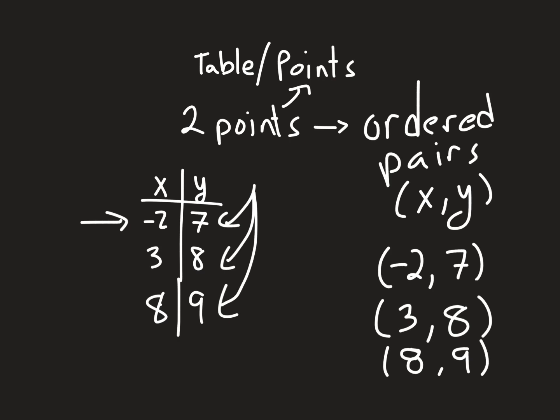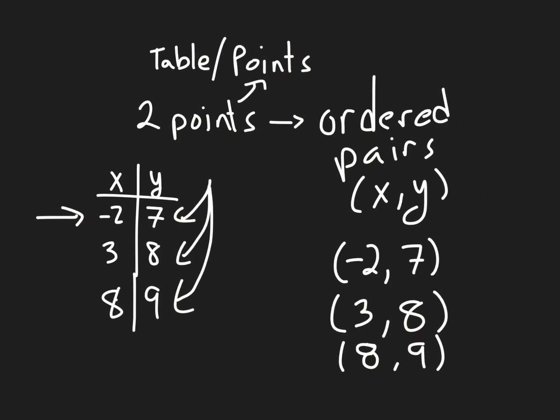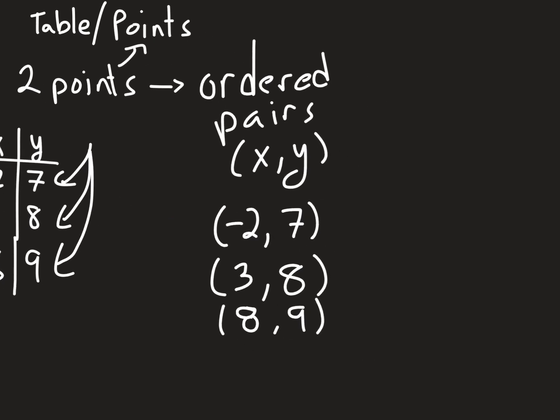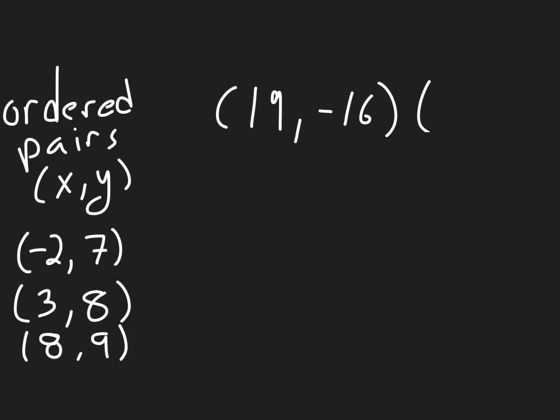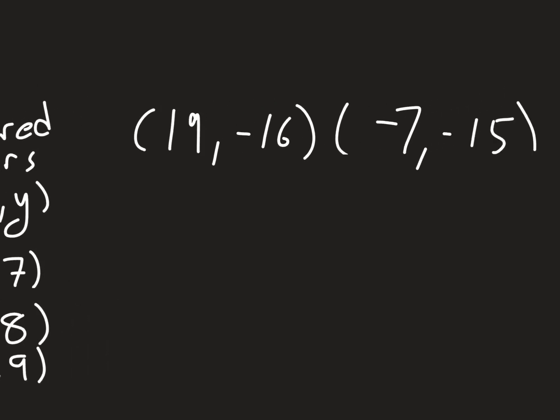Notice on the paper, I apologize that everything is smaller than I wanted it to be, but that's okay. So what I want us to do is look at number 1. Number 1 says 19, comma, -16, and -7, -15. And what we want to do is use these 2 points to create a slope somehow.